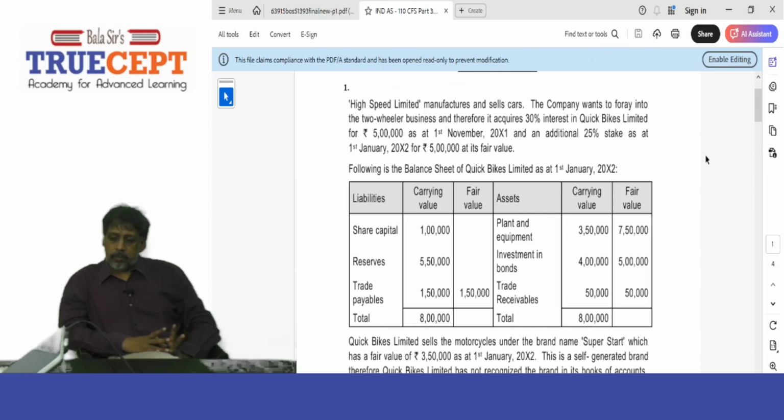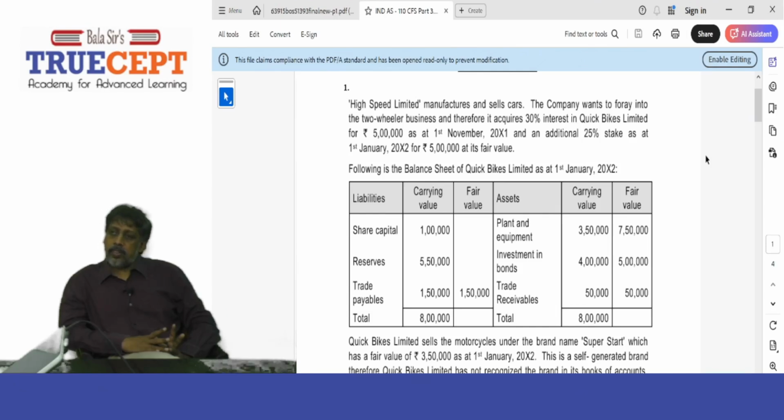Liabilities, carrying value is 1 lakh. Nothing is given for fair value, sir. That means same 1 lakh. Don't say nil. Next. Reserves, 5,50,000. Trade payables, carrying value is 1,50,000 and fair value is 1,50,000 as well. Carrying and fair value, 1,50,000.